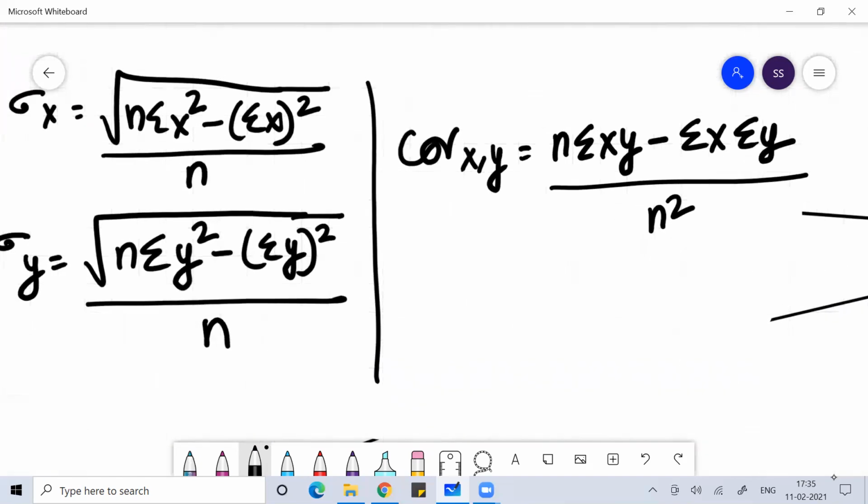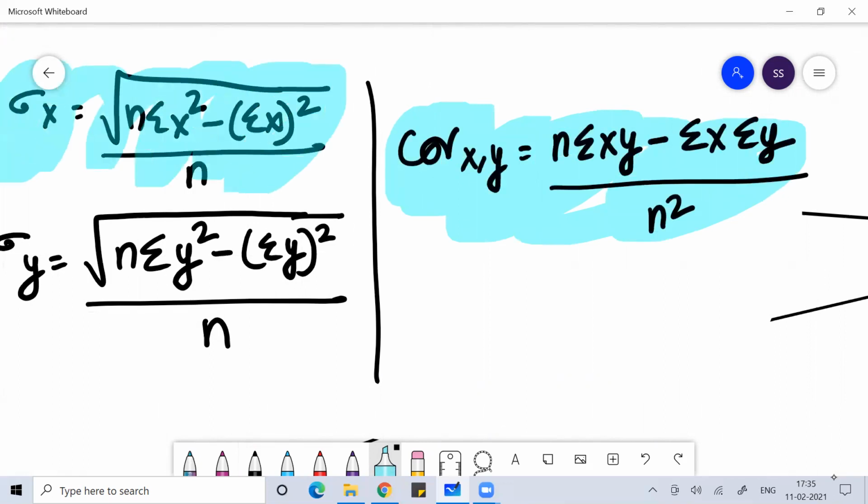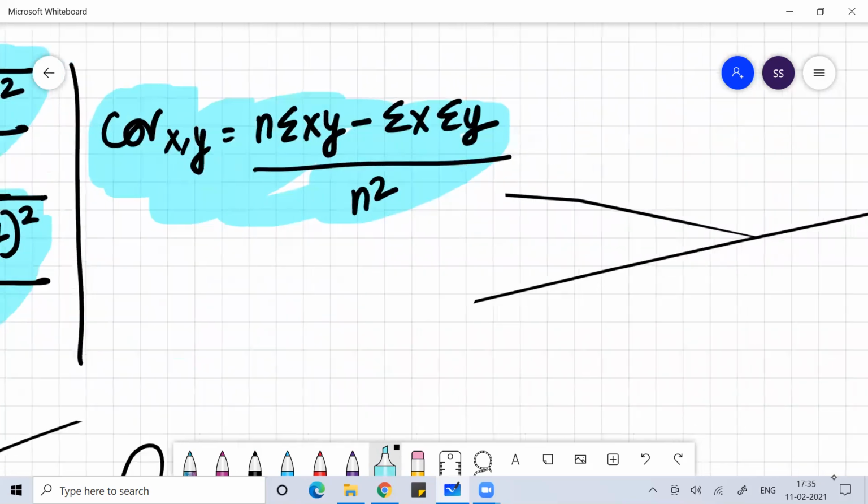So now guys, I got this. This I got for covariance between x and y. Now this I got for standard deviation of x, and this I got for standard deviation of y. If I put them into the relation, you know that r of xy is equal to covariance between x and y divided by standard deviation of x into standard deviation of y.